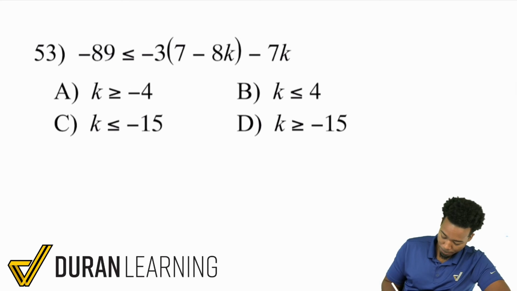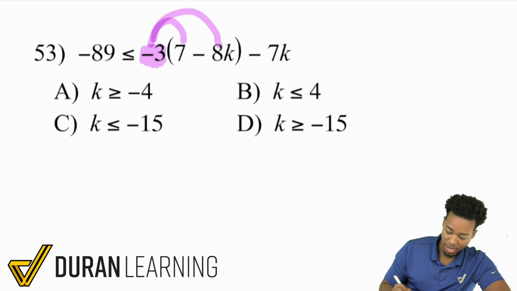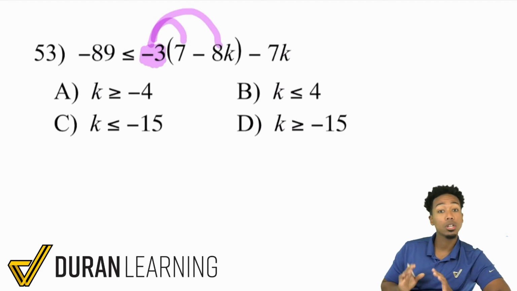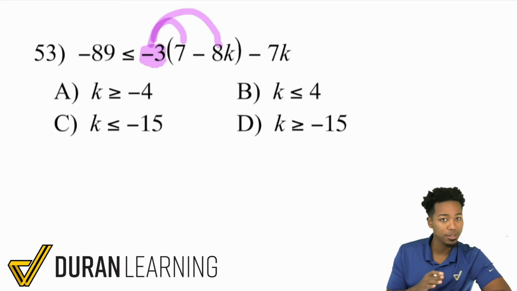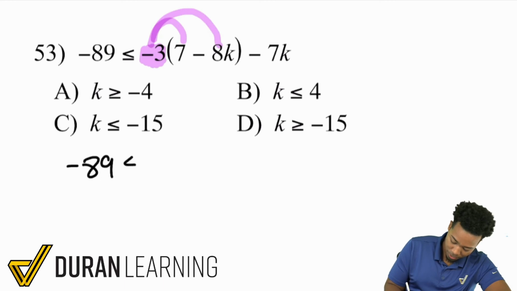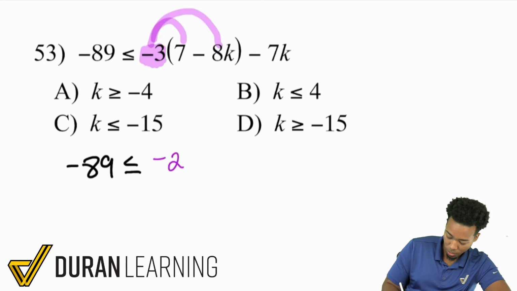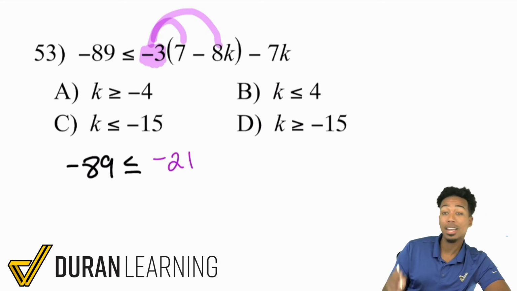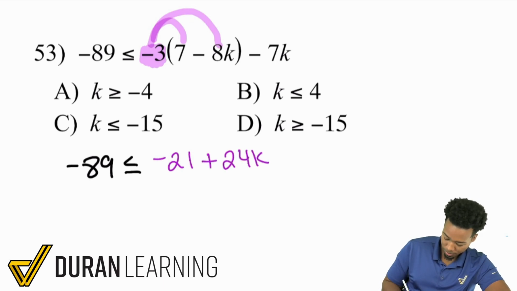Here we go. I see that we have a -3 right here, and that's going to be distributed to the 7 and to the -8k. We are not multiplying both sides by -3. We're just distributing on one side. Big difference, we are not flipping that symbol. So we have -89 is less than or equal to, -3 times 7 is going to be -21, and then -3 times the -8k right over here, that's going to be a positive 24k. And then we still have that -7k right there.